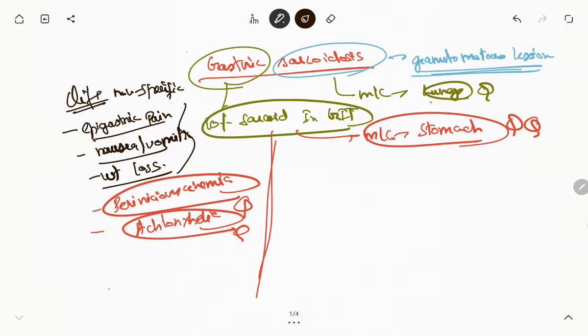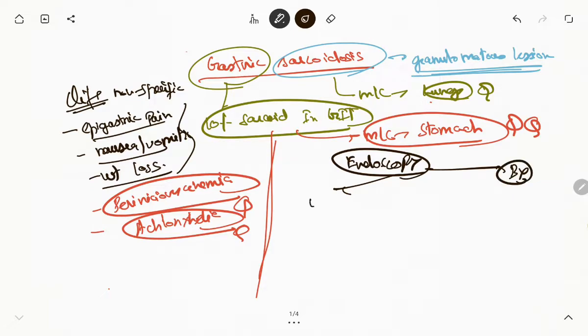Once you have your non-specific symptoms, you have to arrive at a diagnosis. The next step in your management is to do an endoscopy. In endoscopy there are two aims. One is you must support your diagnosis. The other is you have to confirm the diagnosis. For confirming, you have to do a biopsy.